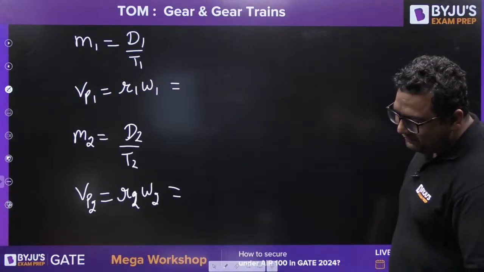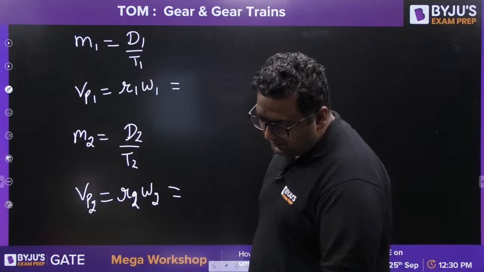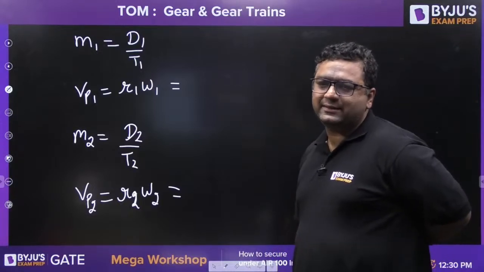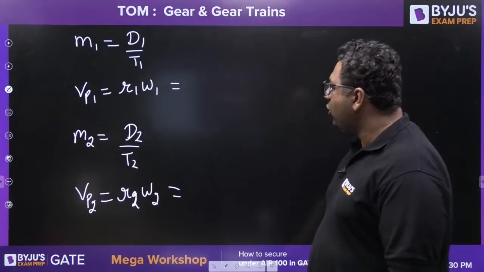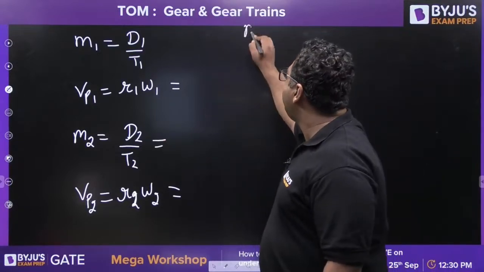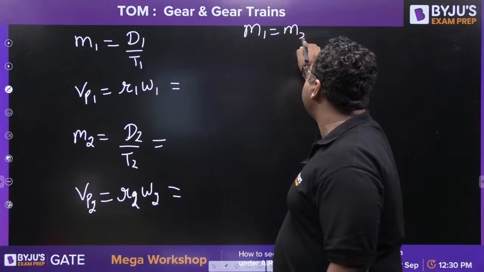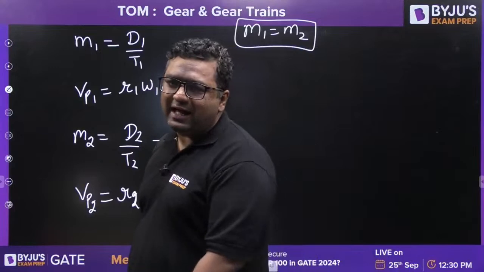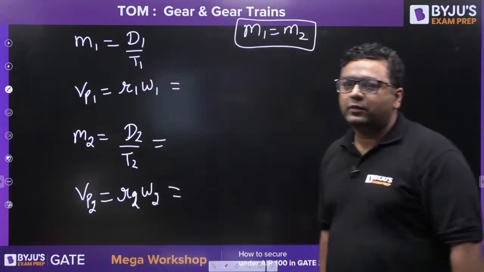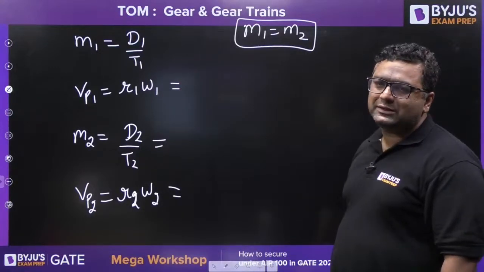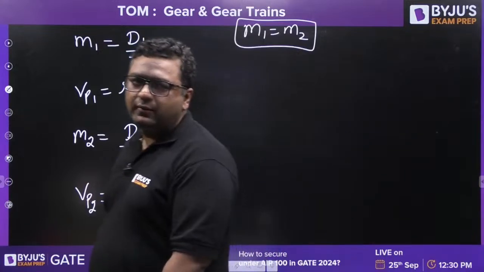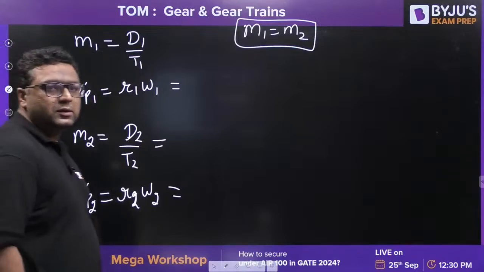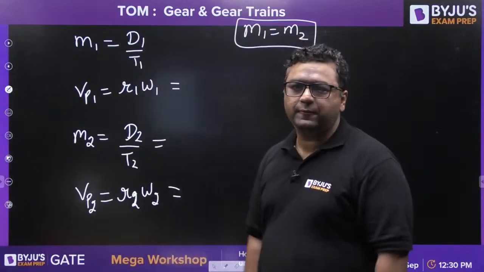So what is the pitch line velocity we are getting, guys? Modules are same. Both are mating gears, so module are same. For mating gears, modules are always same. You know that, I feel so. For any two mating gears, modules are always same. Yes. Solve it, guys.